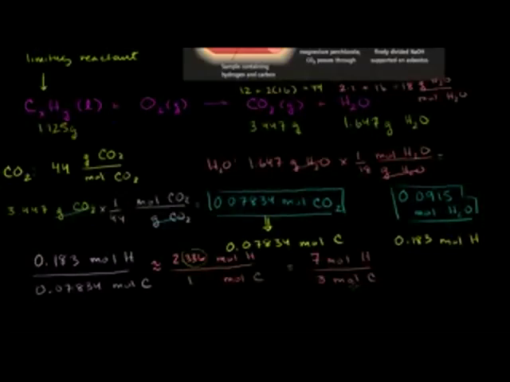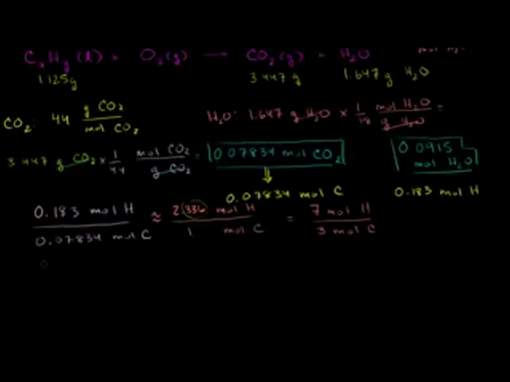And we've figured out our empirical formula. We have 7 hydrogens for every 3 carbons. If we have 7 moles for every 3 moles, that means we have 7 hydrogens for every 3 carbons. And so the empirical formula of our mystery hydrocarbon is, for every 3 carbons, we have 7 hydrogens.